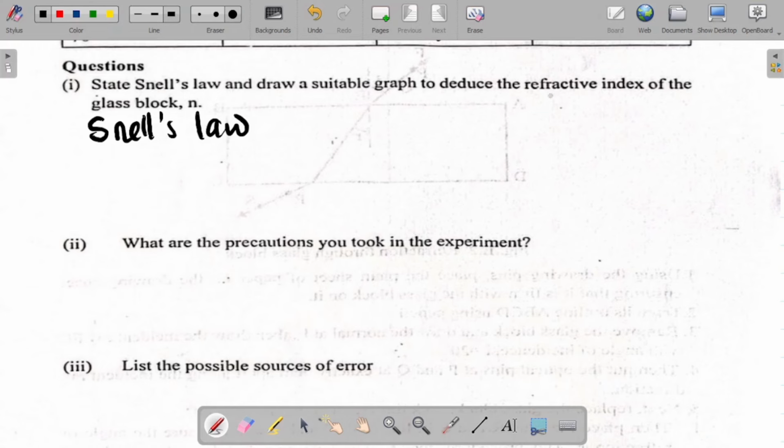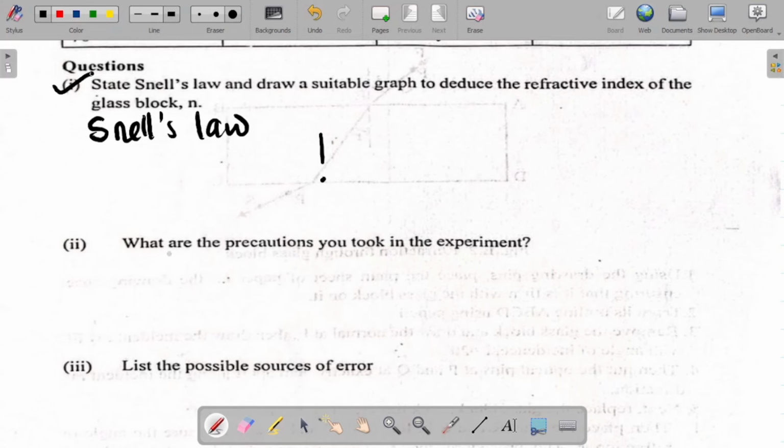Now, you are also asked to deduce the refractive index. That should be done on your worksheet. After the graph, there's usually a worksheet where you should do that. So just state Snell's law at this point here. I've already given that one before now. So I think this one is done. We've also gotten the value of n, which was the slope. So this I is done.